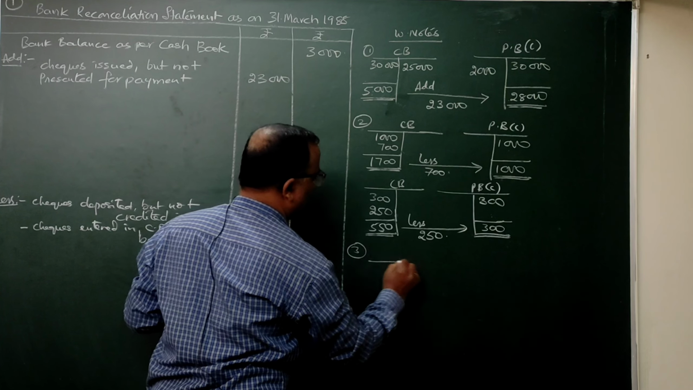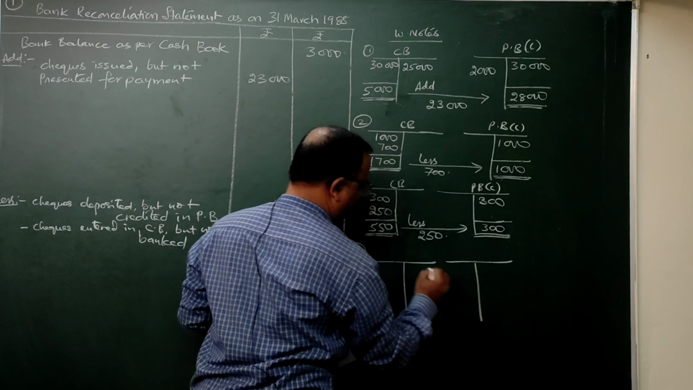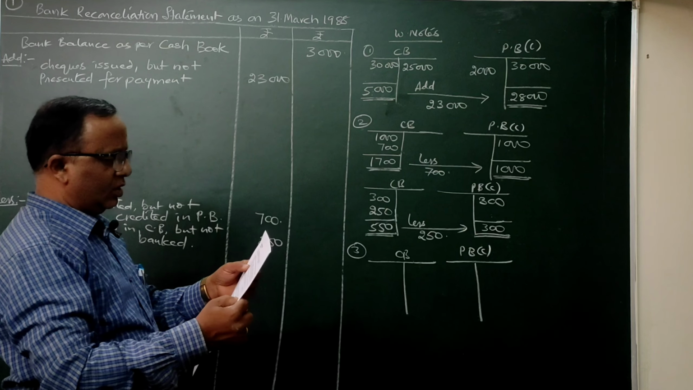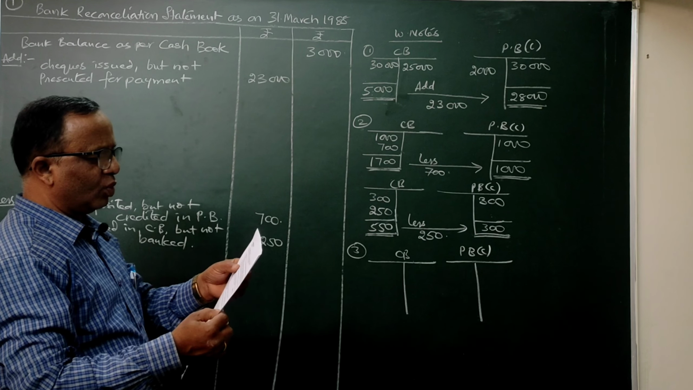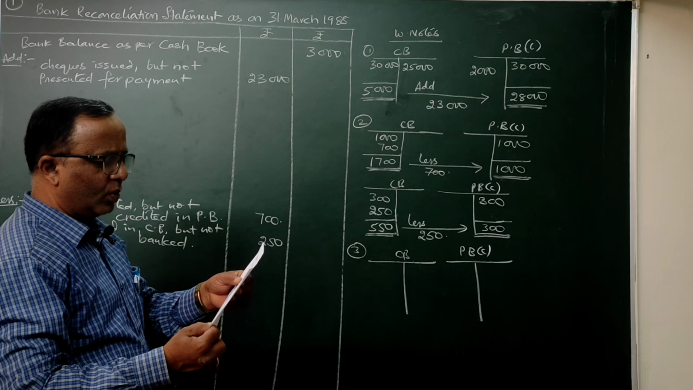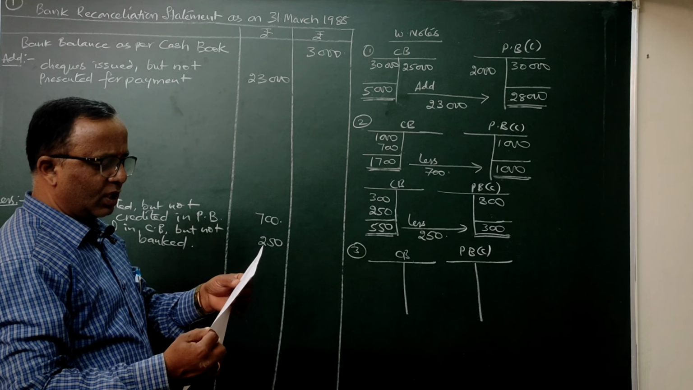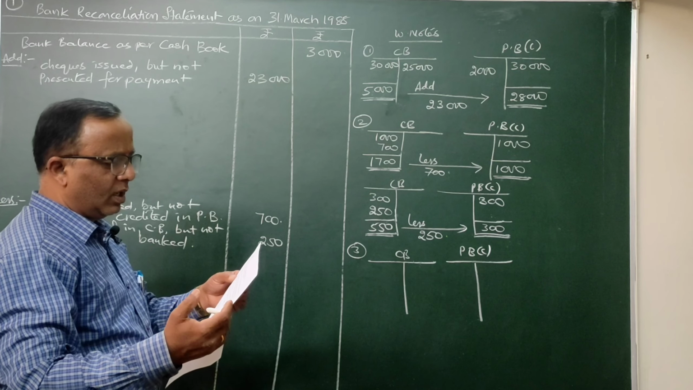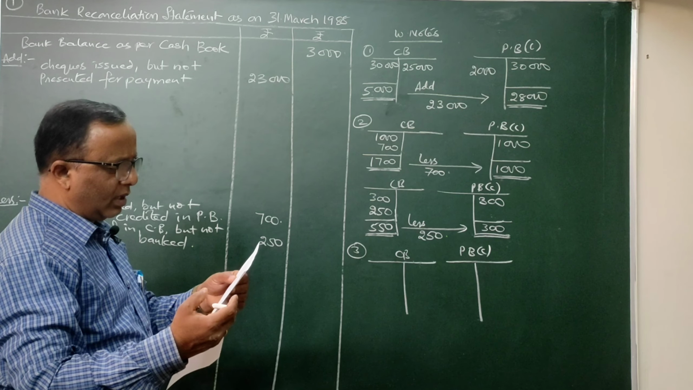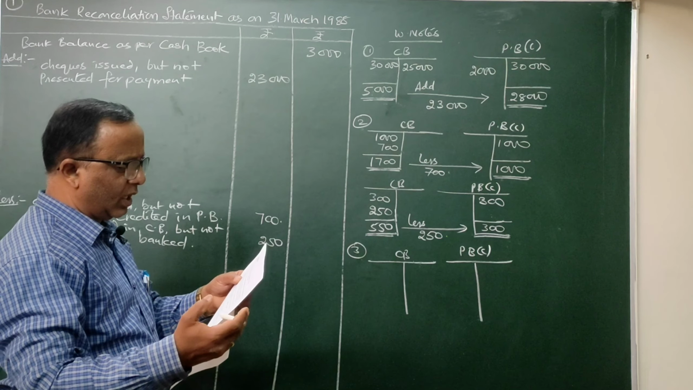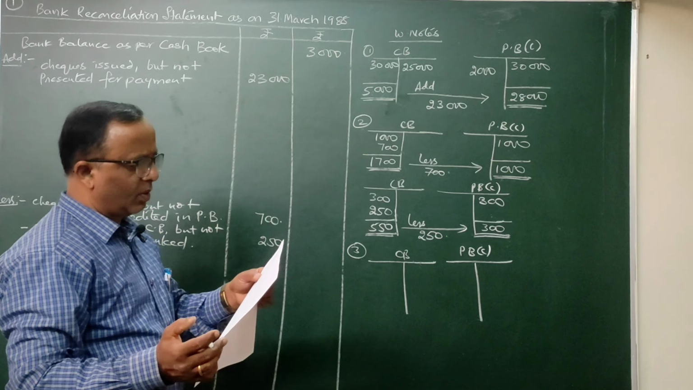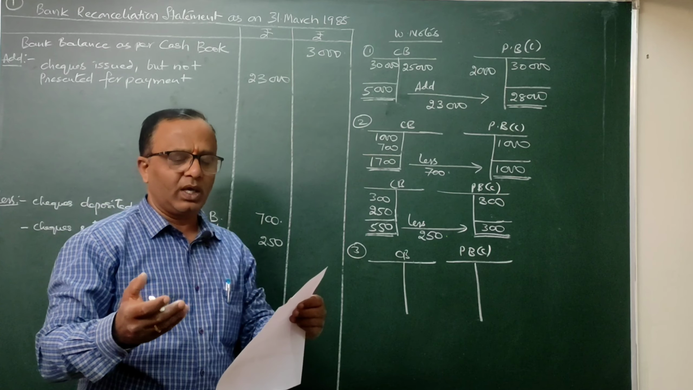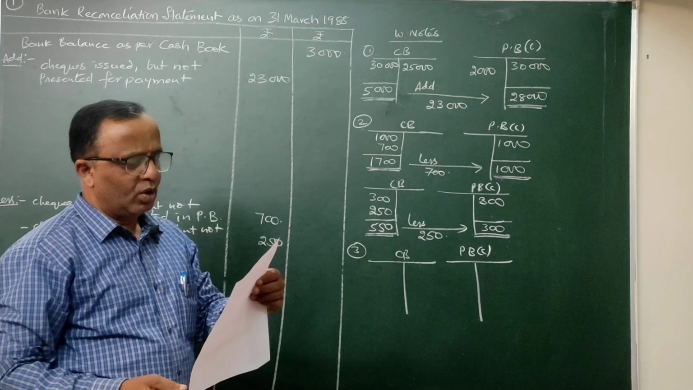Next, third working note you see for third one. A check from Mohan for 200 was paid in on 26th March but was dishonored, and the advice was received on 2nd April 1998. It should be 1998, it is printed wrongly. So a check from Mohan for 200 was paid in on 26th March. Where it will be paid in? It will be paid into the bank on 26th March.